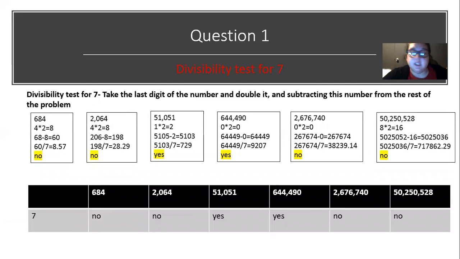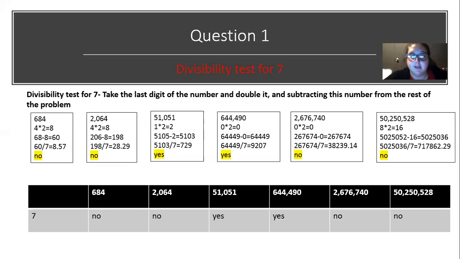The divisibility test for 7. The qualifications are that you have to be able to take the last digit of the number, double it, and subtract that number from the rest of the problem. Okay, so in the first problem, we've got 684. So the last digit is 4, and we're going to multiply it times 2 to give us 8. So the beginning 2 digits are going to be 68. So we're going to subtract that number that we got from the 4 times 2. We're going to do 68 minus 8, which gives us 60.